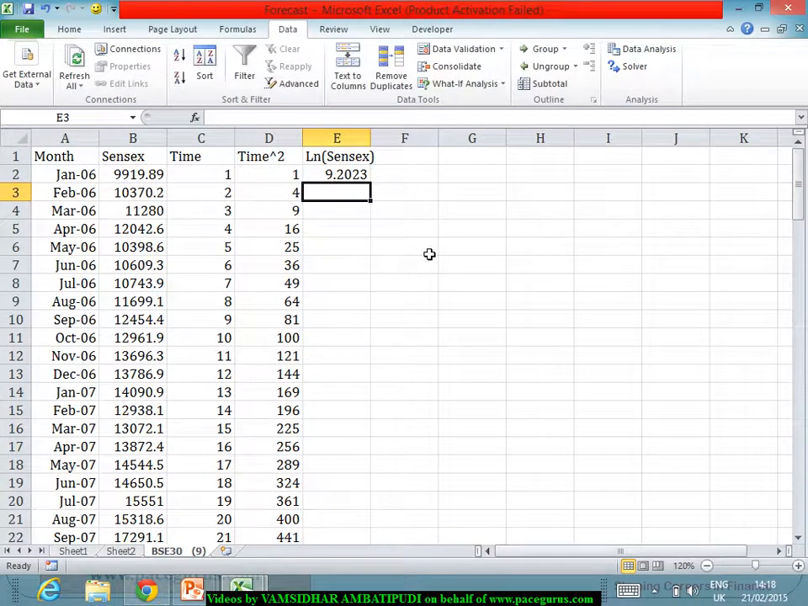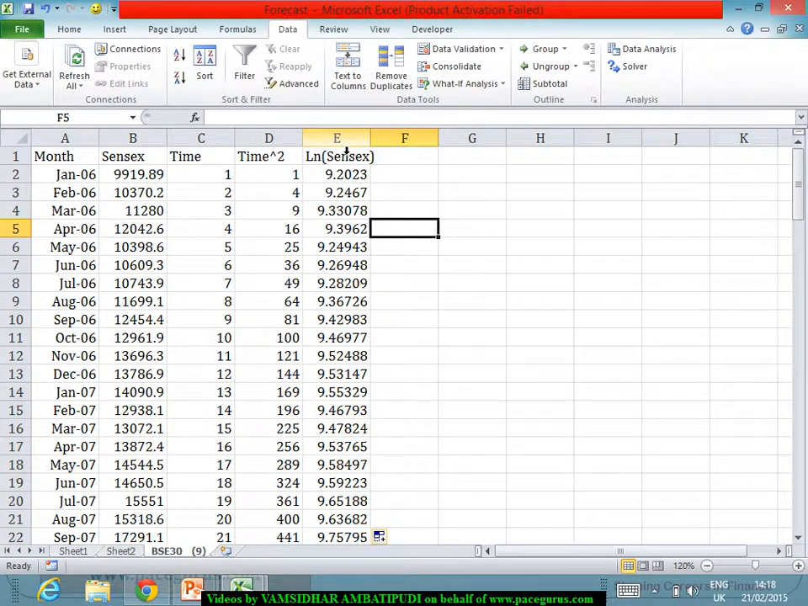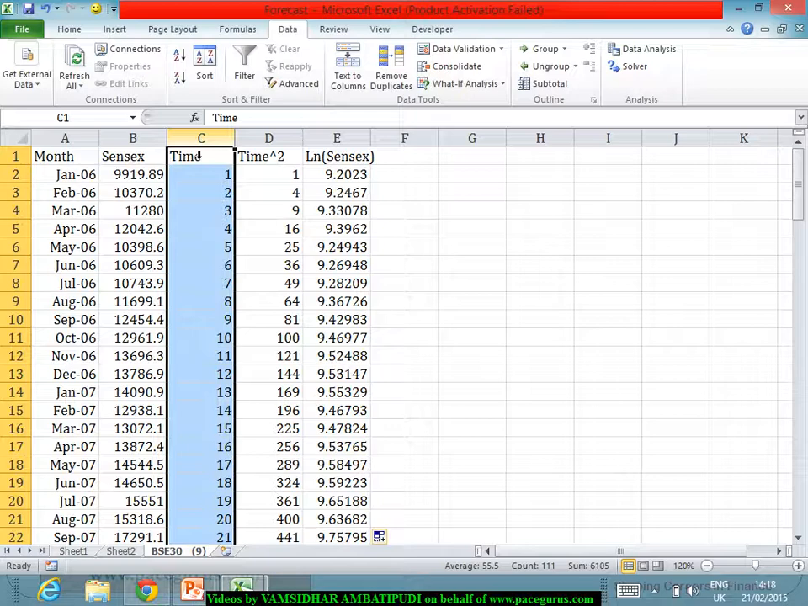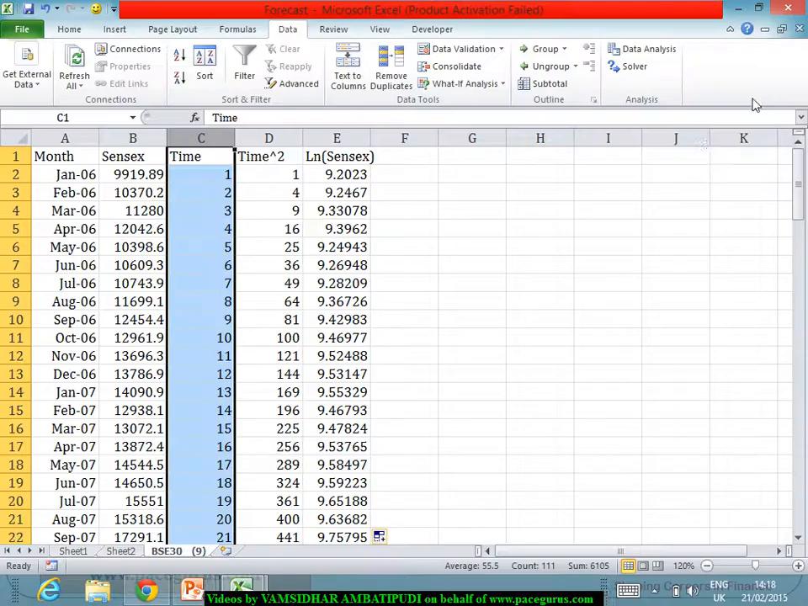So I'm taking this value, right? And now I'm going to see, by taking this as the dependent variable and this as the independent variable, is there any kind of an expression, which means here my model is log Sensex is equal to a plus bx. Now this is where I can very well look at Sensex as nothing but e to the power of a plus bx. So such a model is called a log linear trend model.